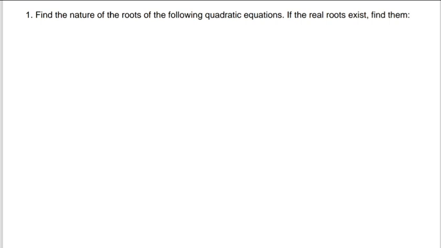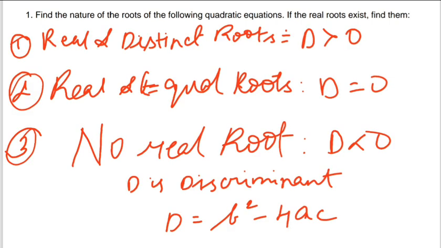In this question, we need to find the nature of the roots for the following quadratic equations. The nature of roots is nothing but the three conditions, which I will tell you. They are asking us to find whether the nature of the roots is real and distinct, or equal. If the roots are real, distinct or equal, we should find those zeros. If there are no real roots, there is no need to find the roots.